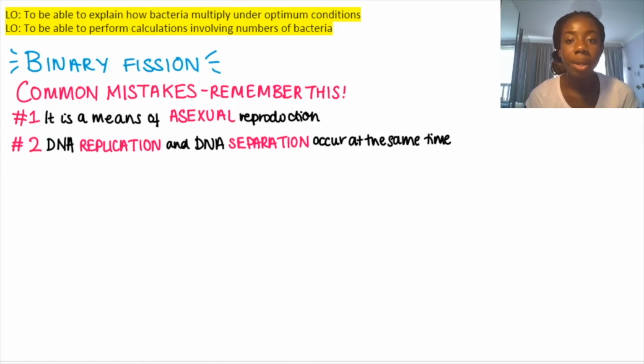Whereas, for example, in humans, you might have cell division via mitosis for growth or repair. So it doesn't necessarily happen all the time. Whereas in bacteria, this is a constant process. It's a form of reproduction. Second one is that DNA replication and DNA separation happen at the same time in binary fission, whereas in mitosis and in part of the cell cycle, you have DNA replication in the S phase, and then you have the mitotic phase. In binary fission, those two processes occur at the same time, so it's not entirely the same.